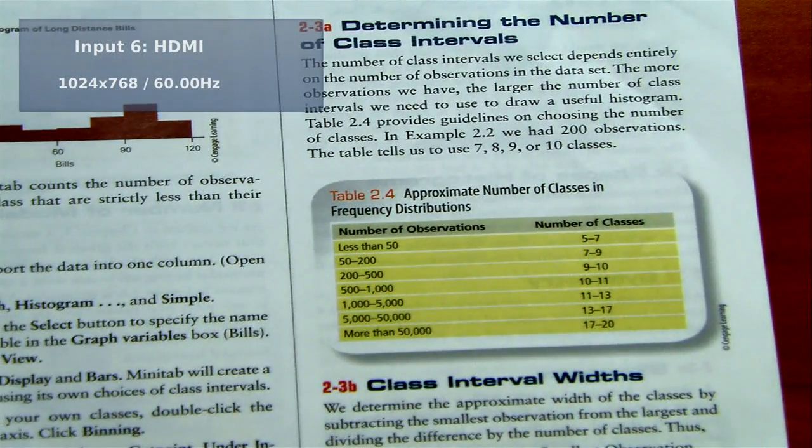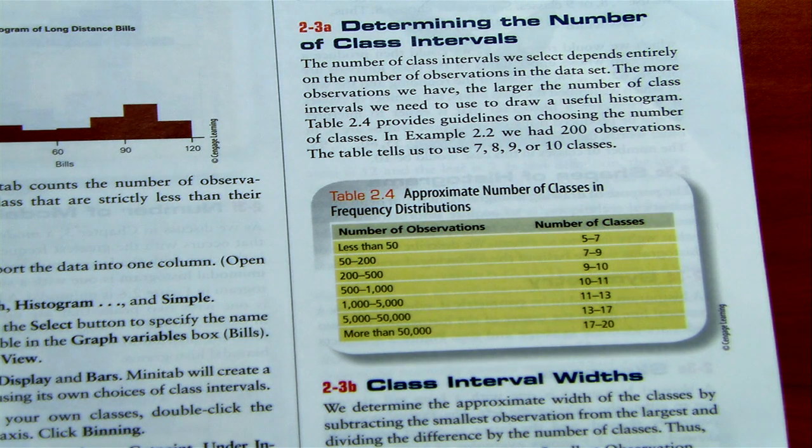And it looks like this. It says, based on the number of observations I have, about how many classes should I have? So I have 420 observations. So according to this, I should have approximately what? How many classes should I have? 9 to 10, okay? So let's take a look at what that comes out to be.